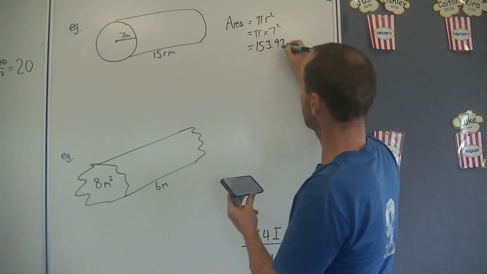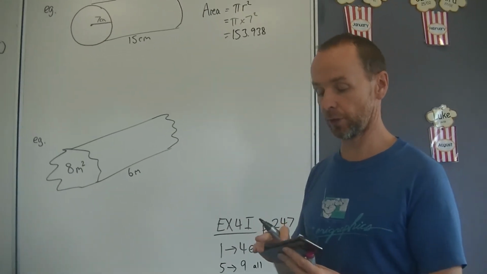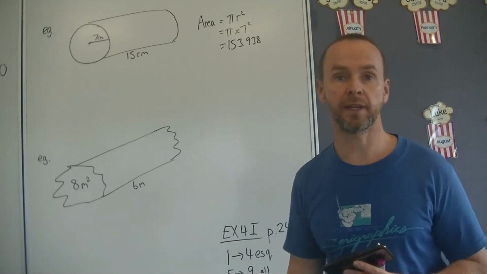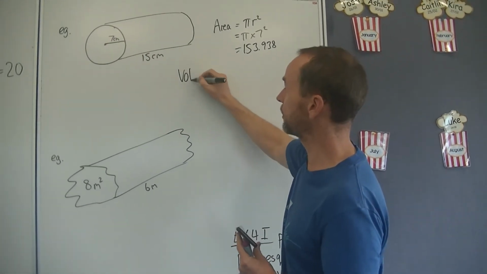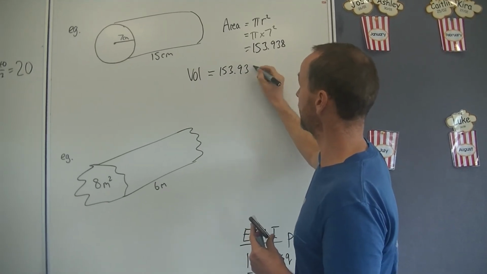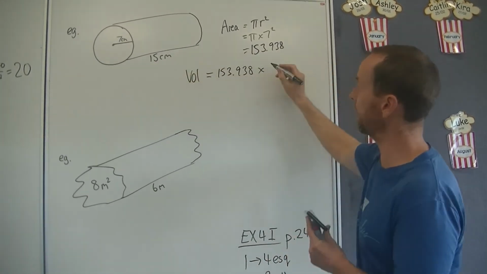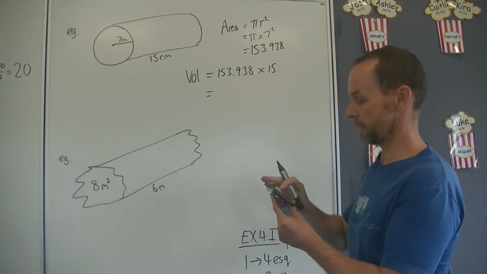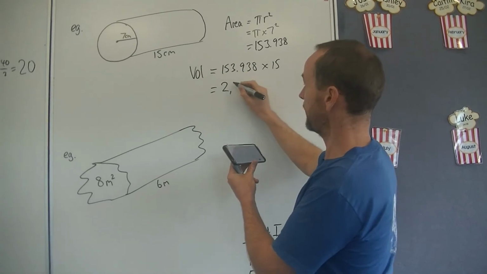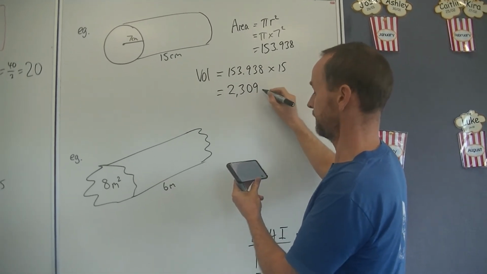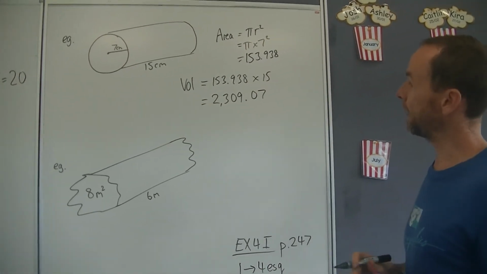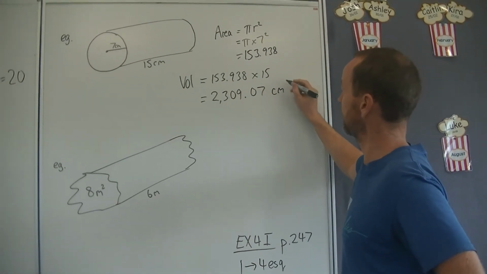153.938. Again, assuming it says 2 decimal places, do more than 2 decimal places in your workings out, and round off just at the end to 2 decimal places. So the volume is the cross-sectional area, 153.938, times the length of the shape, which is 15. So I'm going to times that by 15, and I get 2,309.07 to 2 decimal places, and the units are centimetres cubed.